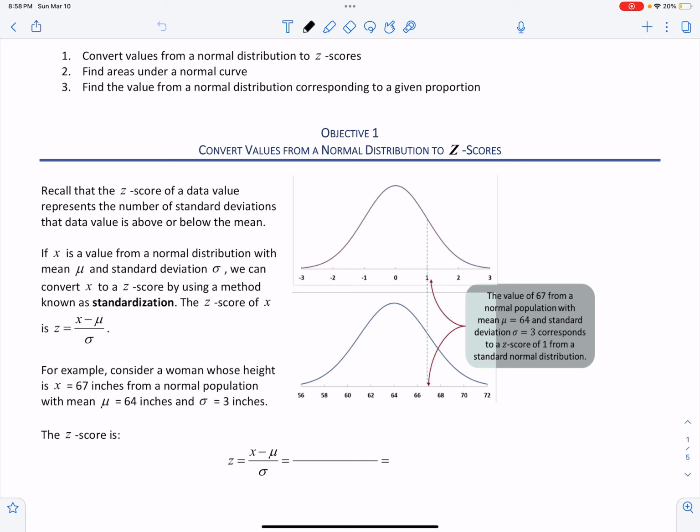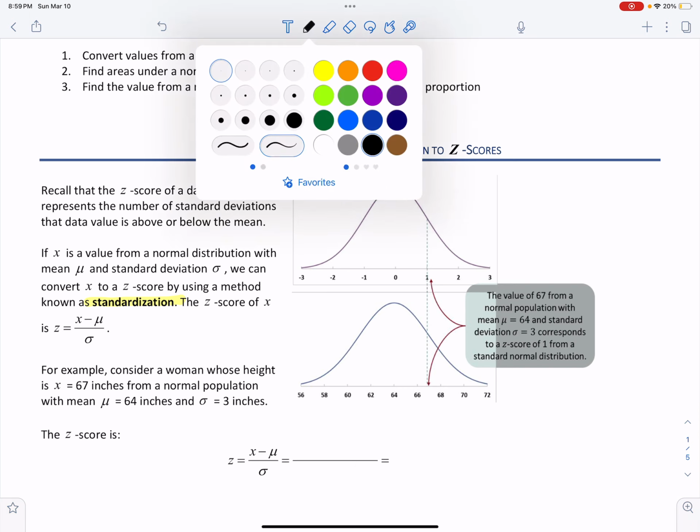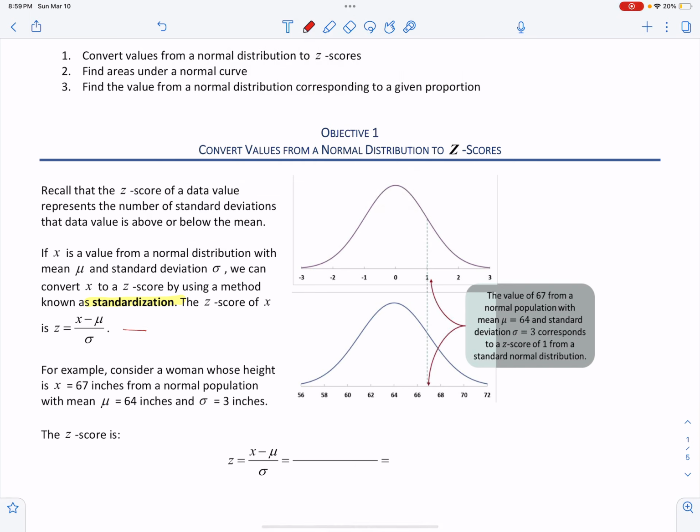So now when we choose to look at normal distributions that are not standard, meaning their mean is not 0 and their standard deviation is not 1, we will need to take that value and standardize it before we can use our standard normal distribution. The formula for standardizing a value of x is to subtract the mean and divide by the standard deviation. And that's the formula that you're seeing right here.